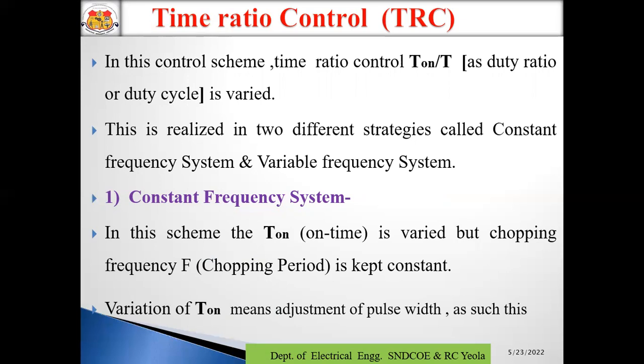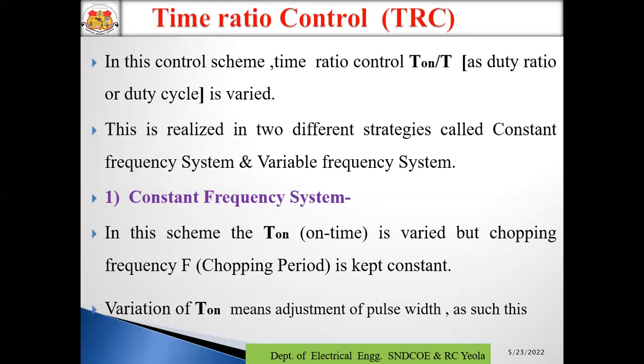This is realized in two different strategies called constant frequency system and variable frequency system. That means the time ratio control method is also subdivided in two parts. One is the constant frequency system and the second one is the variable frequency system. Let us understand the first method, the constant frequency system. In it, the T on, that means on time, is varied, but the chopping frequency f, or the chopping period, is kept constant.